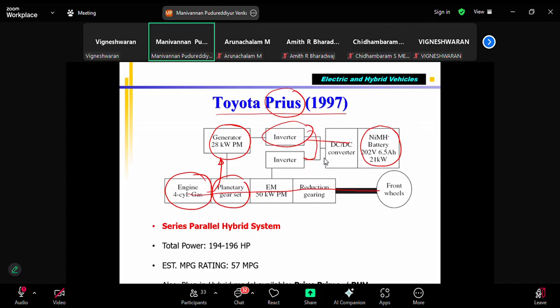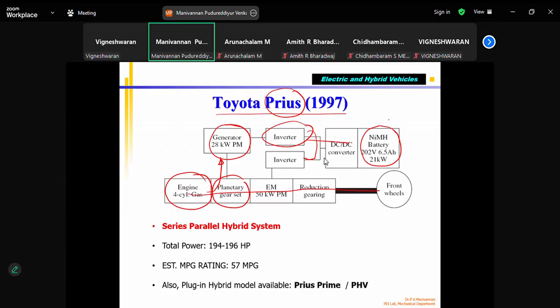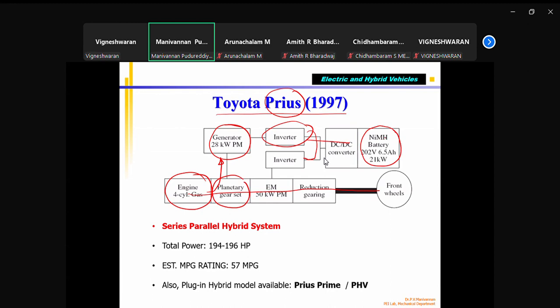Nickel batteries were there at that time. Lithium-ion battery was not there; it came only 15, 20 years ago. At that time, instead of lead acid battery, they used nickel cadmium and nickel metal hydride. NiMH means nickel plus metal hydride battery.